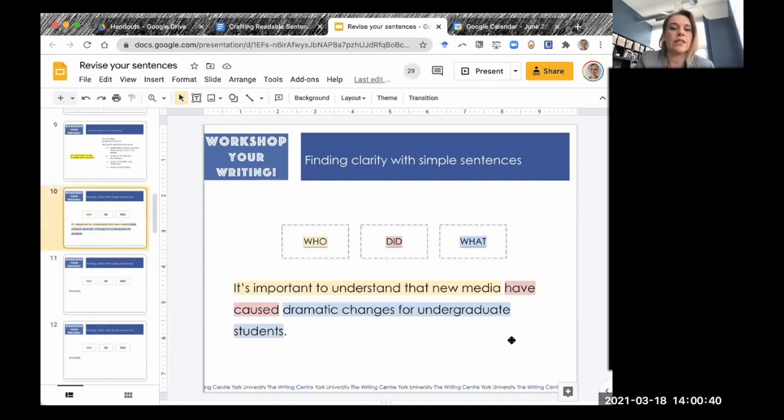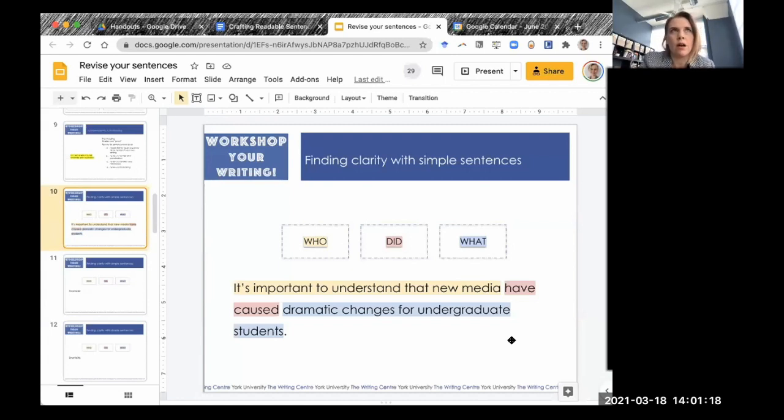Okay, so in my example the subject is in yellow, the verb is in pink, and the object is in blue. It's important to understand that "new media", that whole first phrase, is our subject. "Have caused" is the verb. They have caused dramatic changes for undergraduate students. Okay, what have they caused? They've caused dramatic changes. For whom? Undergraduate students. So that's the what.